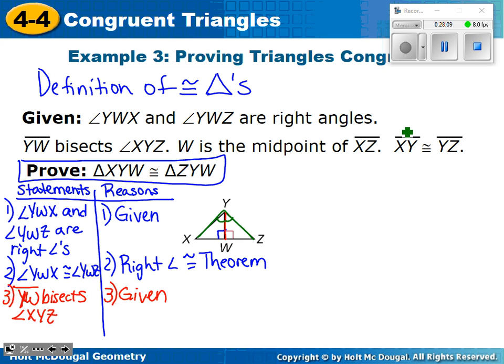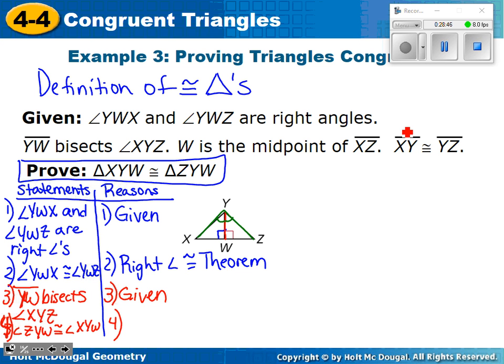Is everybody following that? Okay, so this is often confused with the YW being bisected. YW is not being bisected, it's doing the bisecting. So what is the next thing we can say here from statement number 3 to number 4? Angle ZYW, go ahead. Good. Angle ZYW is congruent to angle XYW. And what's the reason that they're congruent? Definition of angle bisector. Very good.